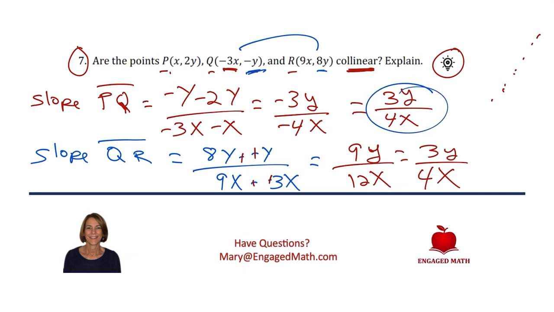Since these two slopes right here and here are exactly the same, are the 3 points collinear? Yes, because the slopes are equal.